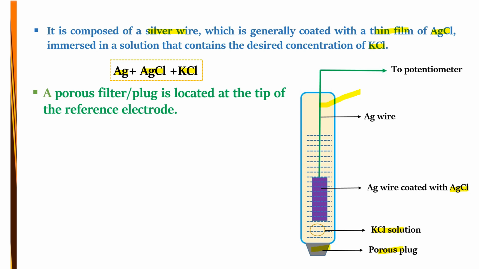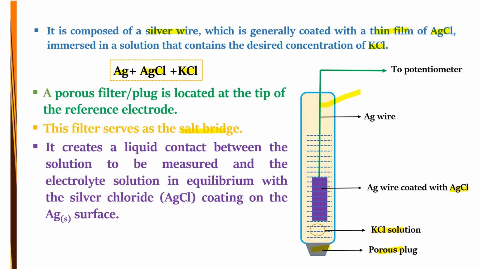A porous filter or plug is located at the tip of the reference electrode. This filter serves as a salt bridge and it creates a liquid contact between the solution to be measured and the electrolyte solution in equilibrium with the silver chloride coating on the electrode surface. So, this porous plug creates a contact between the silver chloride pasted silver wire and the solution.